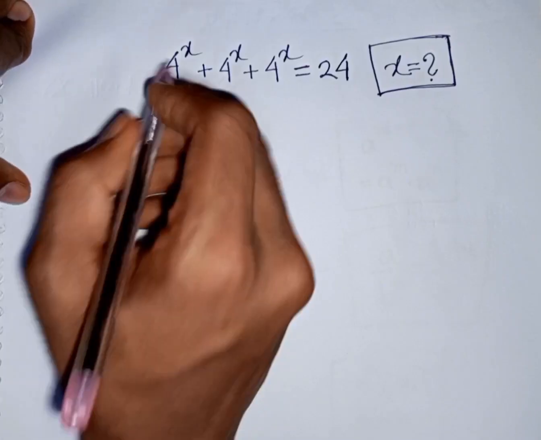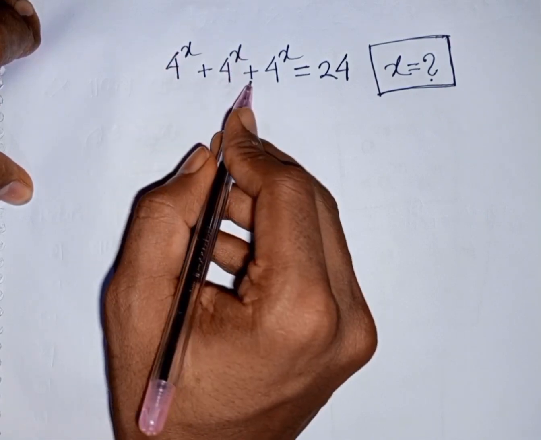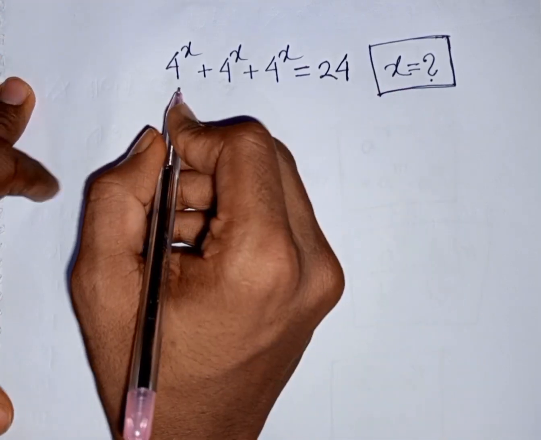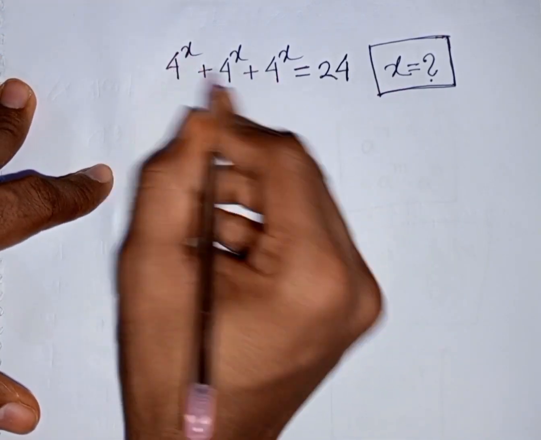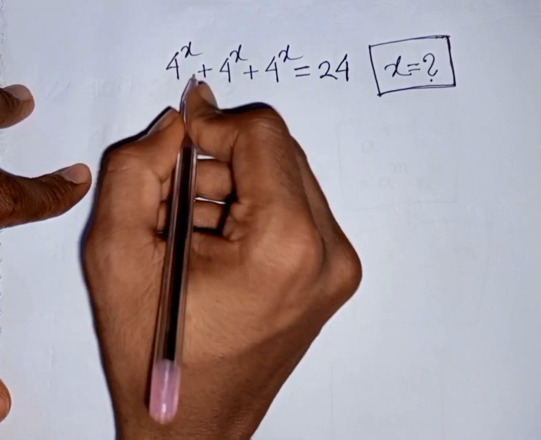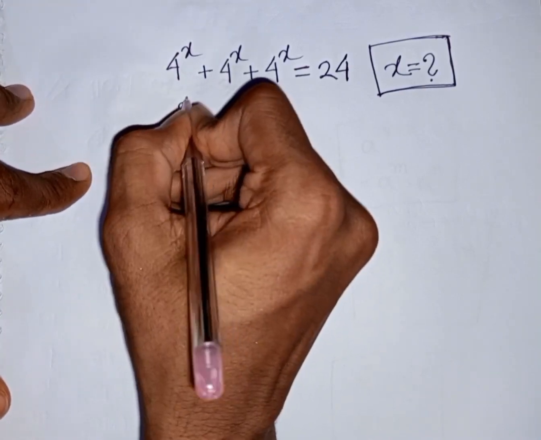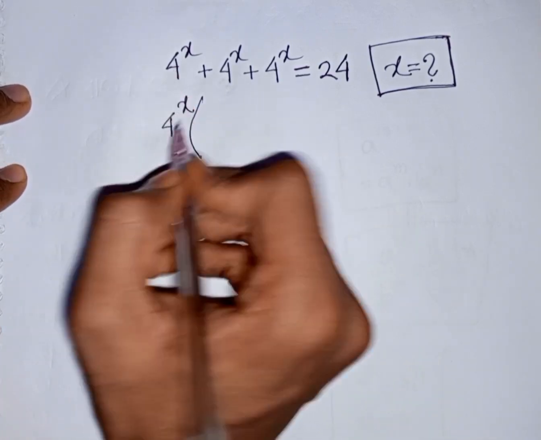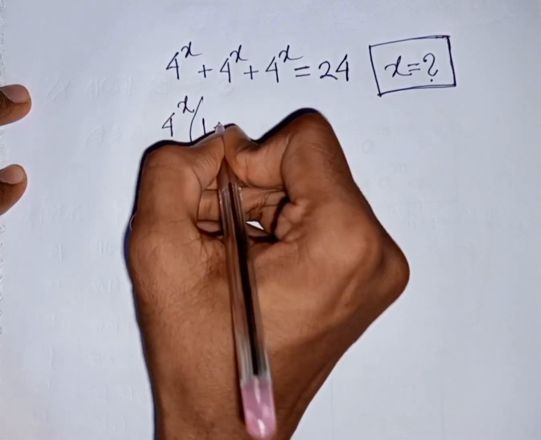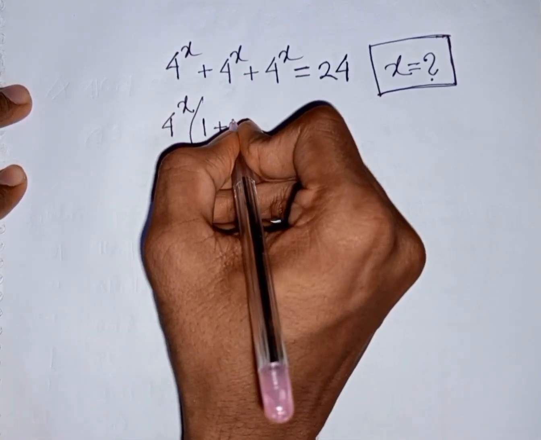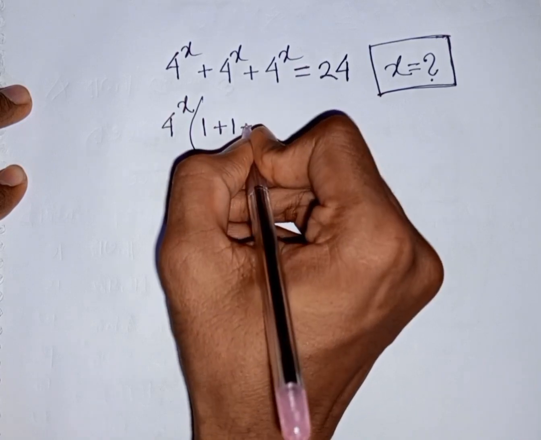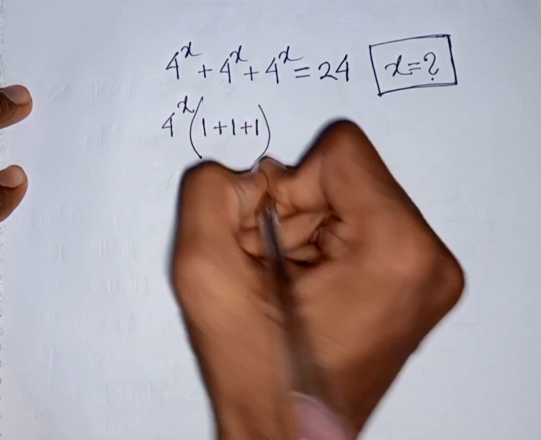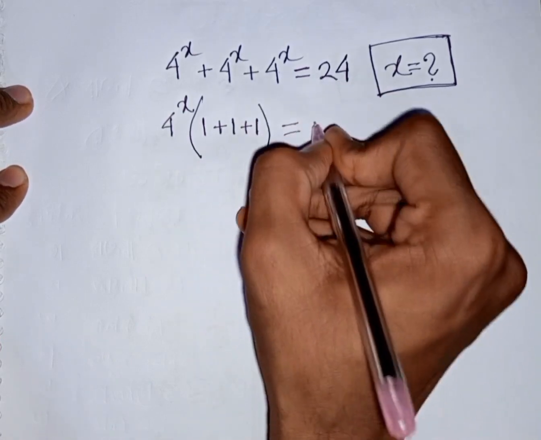How to solve 4^x + 4^x + 4^x = 24. Find the value of x. So we see 4^x is common. So from the left side we take common 4^x. So 4^x is out of the bracket. So this divided by this, that means 1, plus this divided by this, that means 1, plus this divided by this, that means 1, then bracket close, is equal to 24.